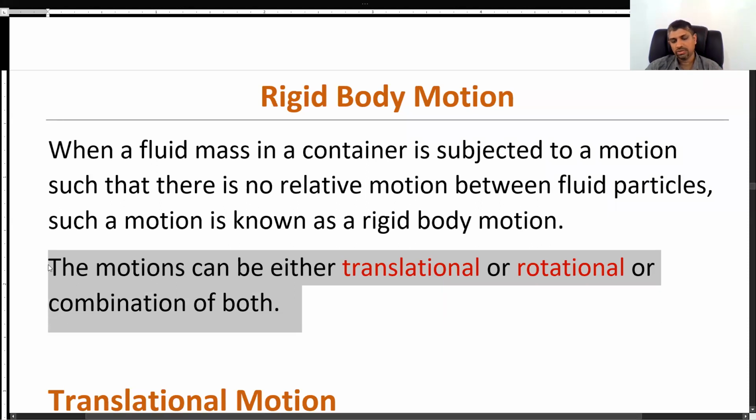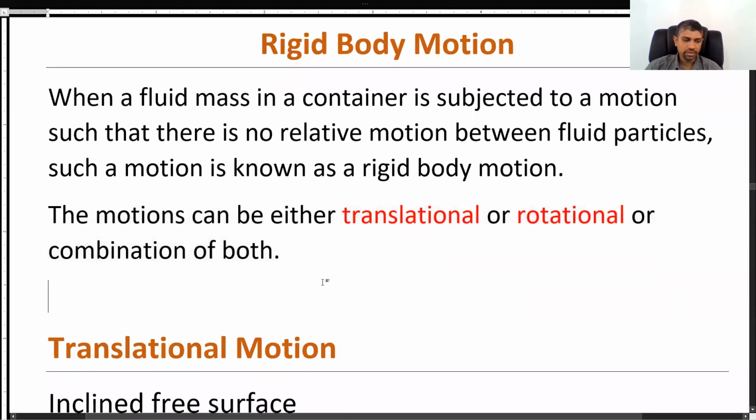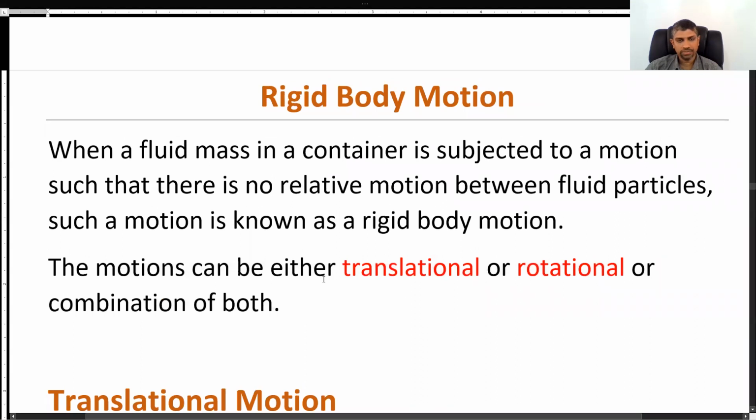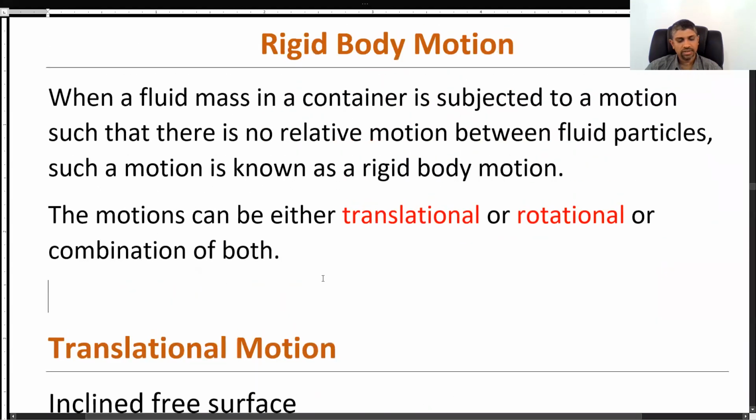So in this course, under fluid mechanics, we only discuss the effect of translational motion and the effect of rotational motion of a fluid. Because when we have the combination of both, we have to use some advanced mathematics, in other words, cylindrical polar coordinates, in order to handle it. Therefore, you only focus on the translational and rotational motion. So we will start with the first one, translational motion.